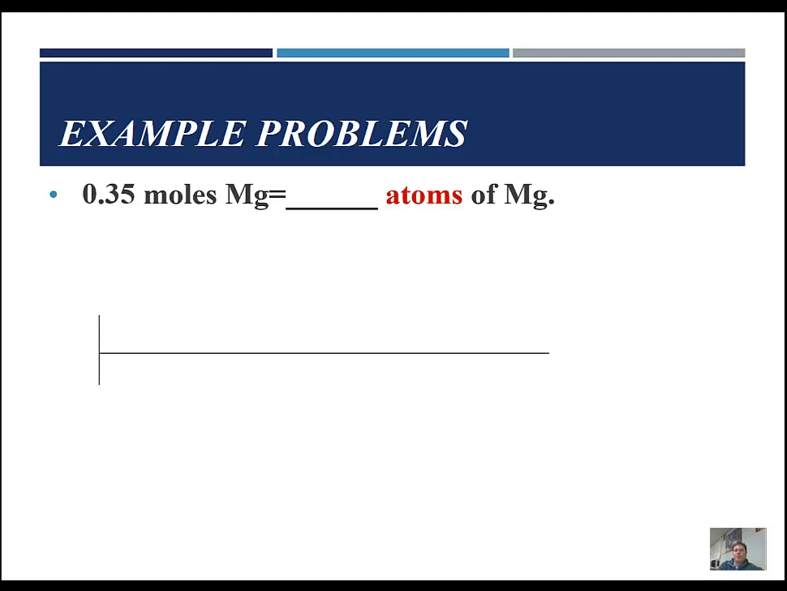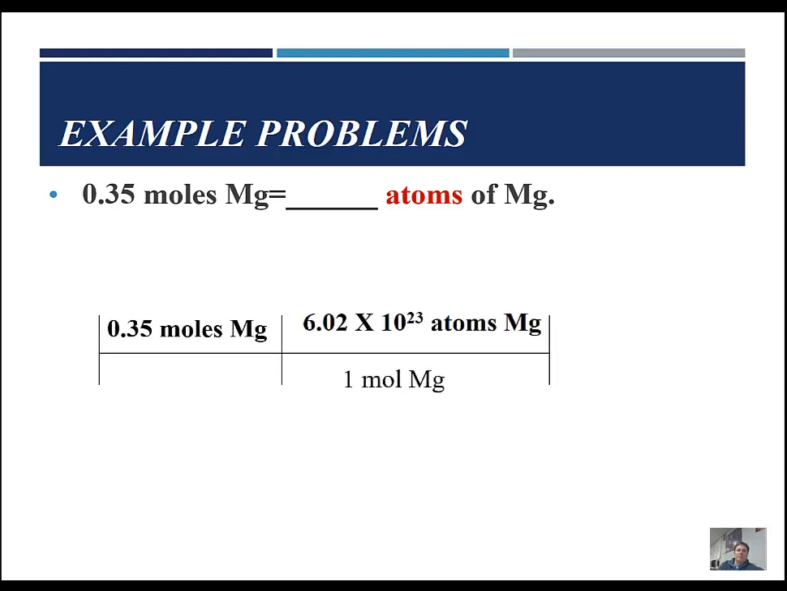So I'm going to start with what I'm given. I'm given 0.35 moles of magnesium, and I know that in 1 mole of magnesium there's 6.02 times 10 to the 23rd atoms. In this case, my moles are going to cancel. I'm left with atoms. So 0.35 times 6.02 times 10 to the 23rd divided by 1 gives us our answer there. And please note, our units are not particles; they are atoms.